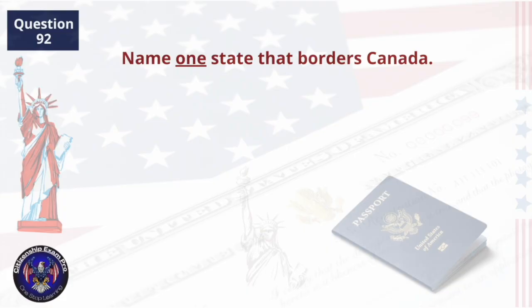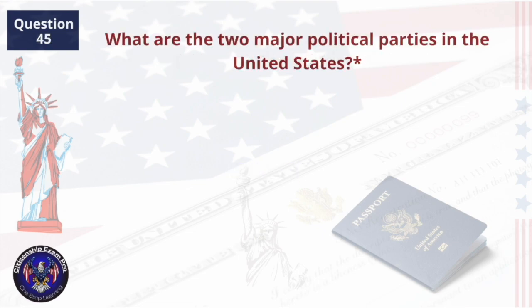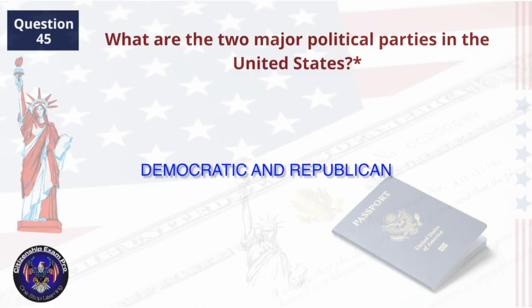Name one state that borders Canada. New York. What are the 2 major political parties in the United States? Democratic and Republican.